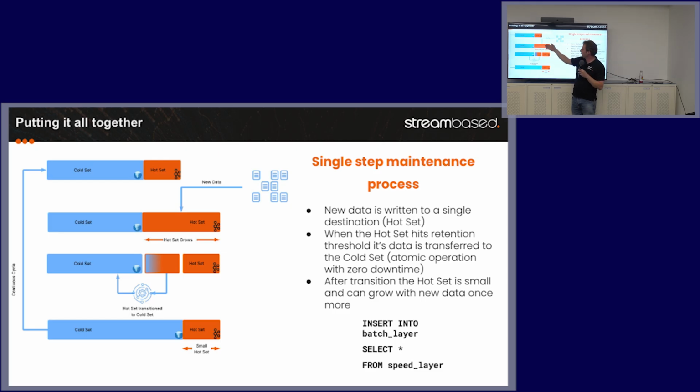So transitioning from the hot set to the cold set becomes insert into batch, select star from speed, or insert into cold, select star from hot. Damn, I need to change that. So it's a process that your Iceberg client knows exactly how to do, and you can just set it on a continuous loop based on this threshold. The second you've done that, by the way, you've moved everything out of your hot set, clean it up in Kafka, go small again, and you start adding data again.